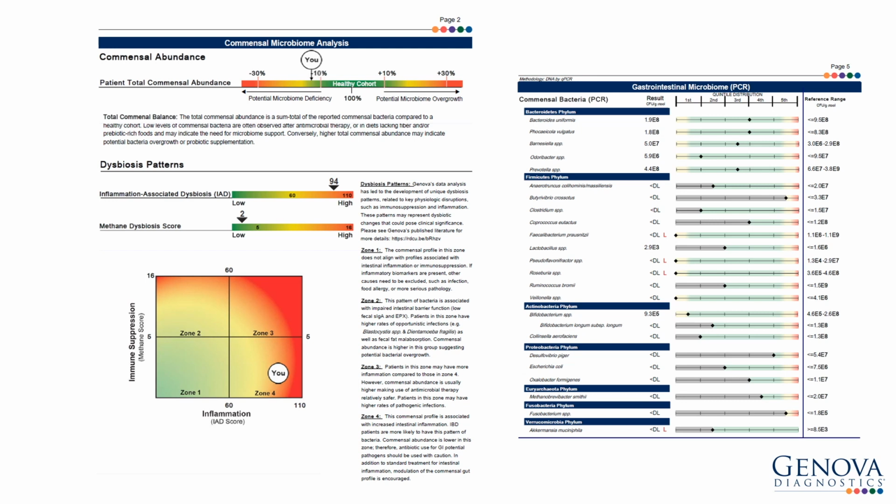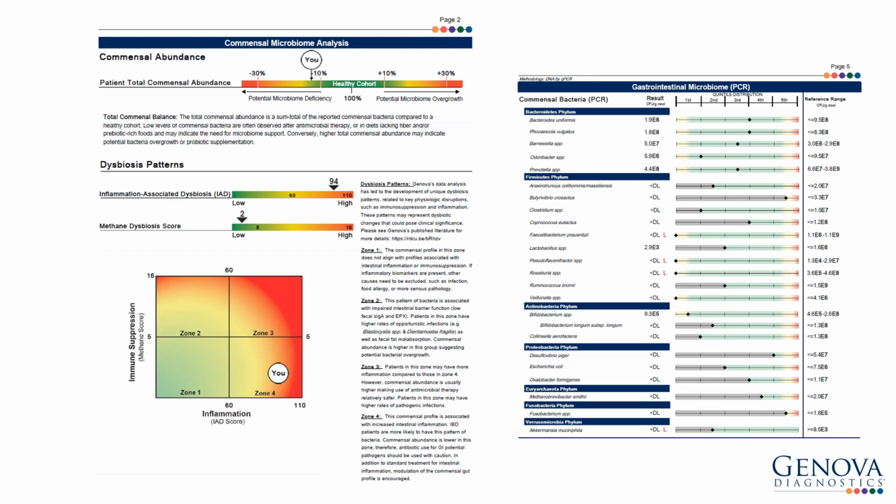The dysbiosis patterns include an inflammation-associated dysbiosis score and methane dysbiosis score, which are derived from proprietary algorithms that take into account the commensal bacteria patterns seen in conjunction with other biomarkers. Each zone has a different meaning clinically, and therefore support options may change. In this case, the IAD score is elevated and the methane dysbiosis score is low. We see that this patient's result is in zone 4.